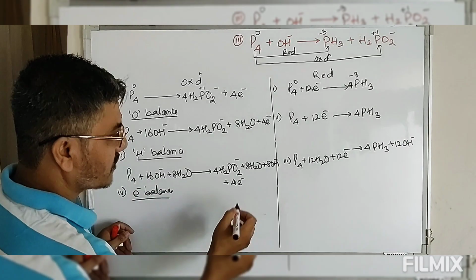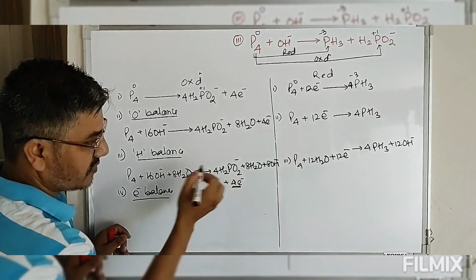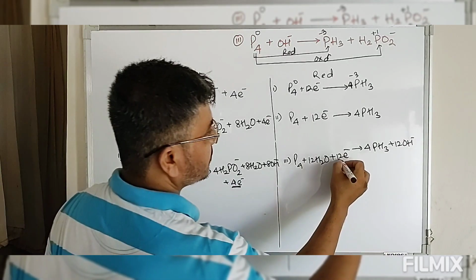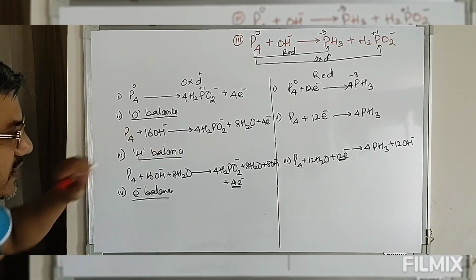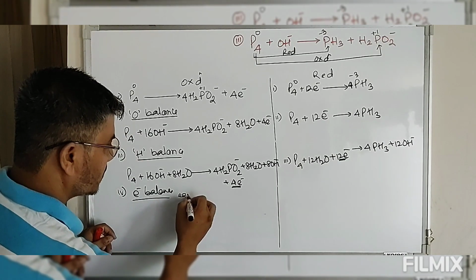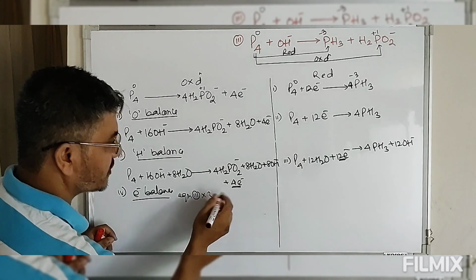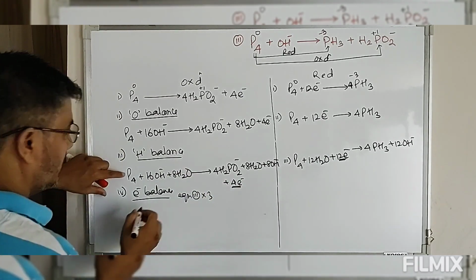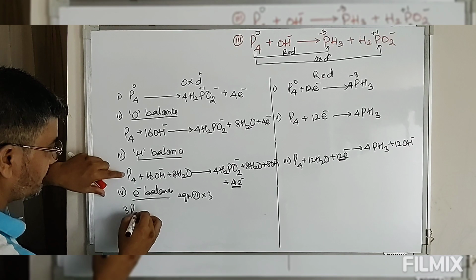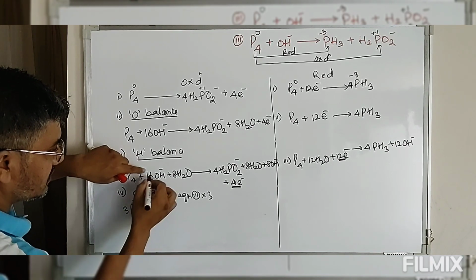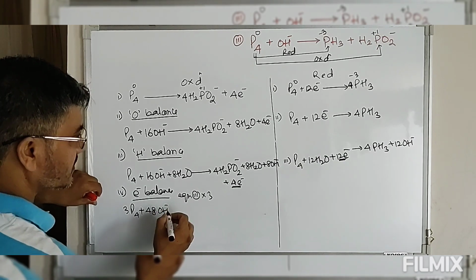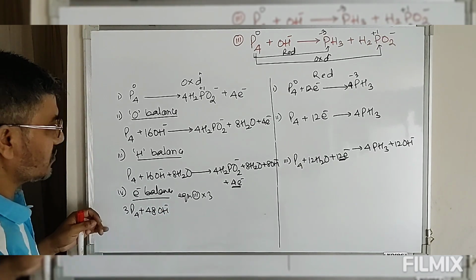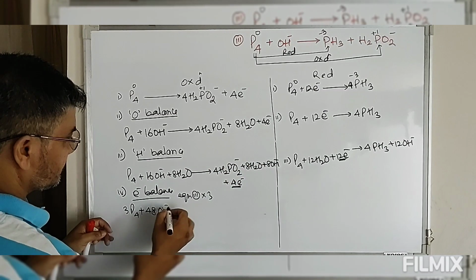Now in this particular reaction, look at this. Oxidation half has 4 electrons, reduction half has 12 electrons. So what we can do is multiply equation 3 by 3. So equation 3 multiplied by 3, 3 into 4 is 12. So 3P4 plus 3 into 16, 48 OH⁻.